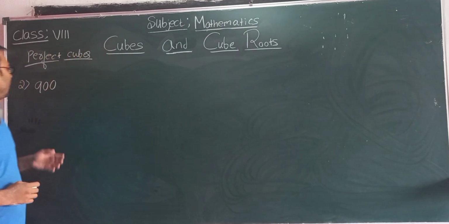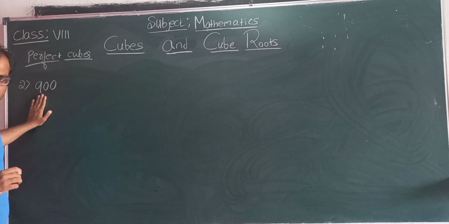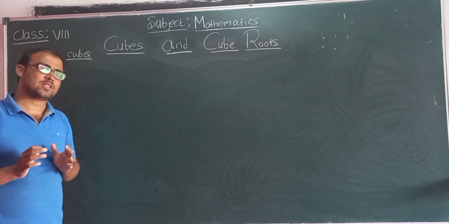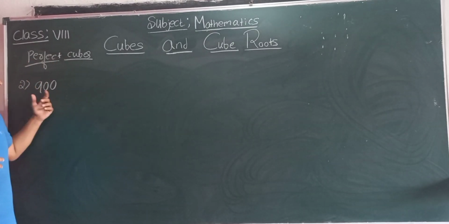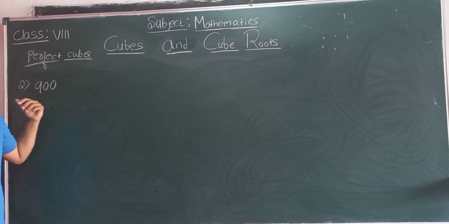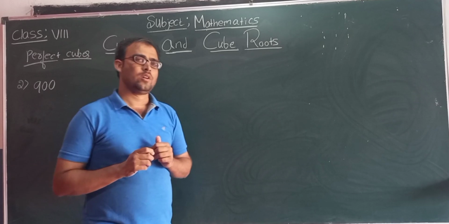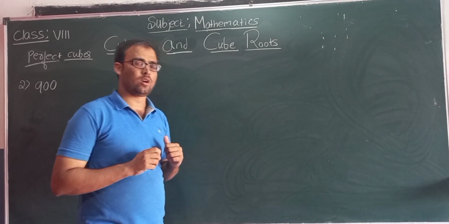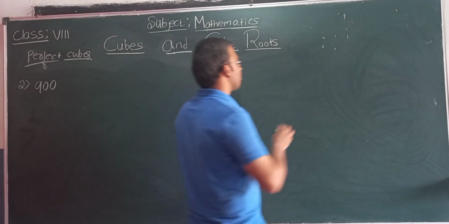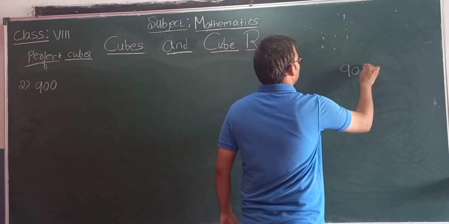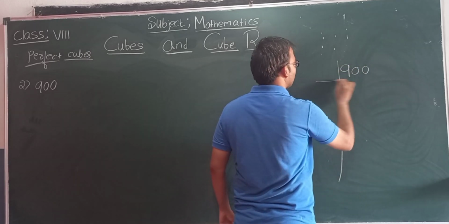Here they have given 900, and they ask whether the given number, that is 900, is a perfect cube or not. Then how do we know whether it is a perfect cube or not? Same method: find the prime factors of 900.